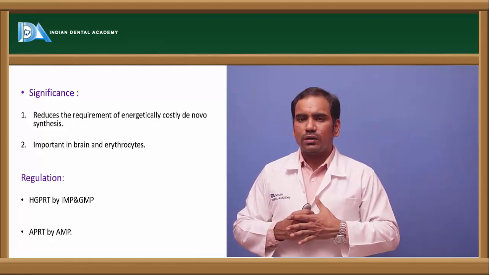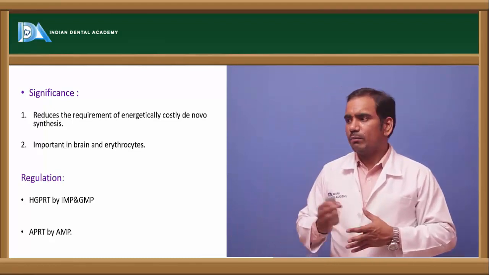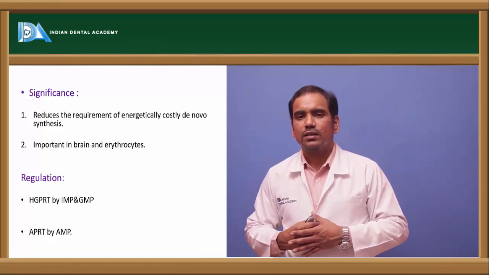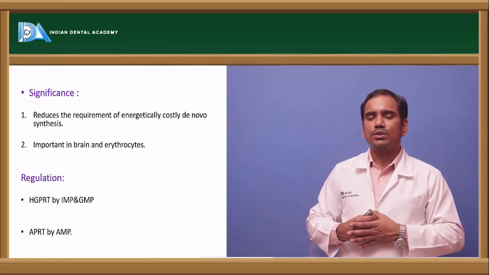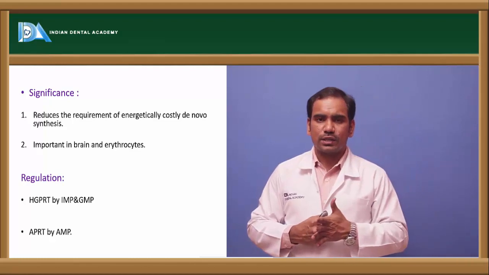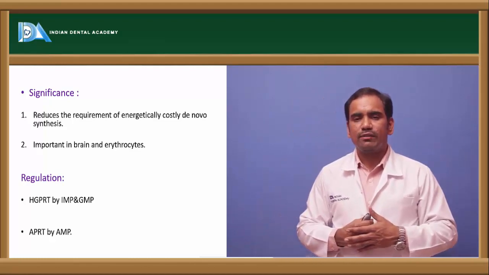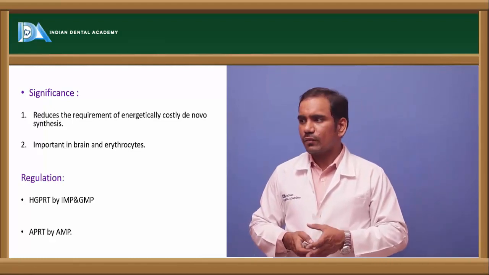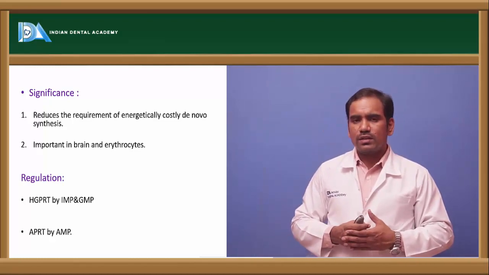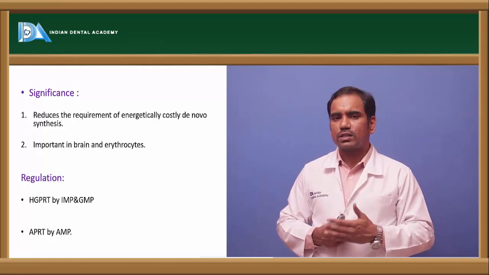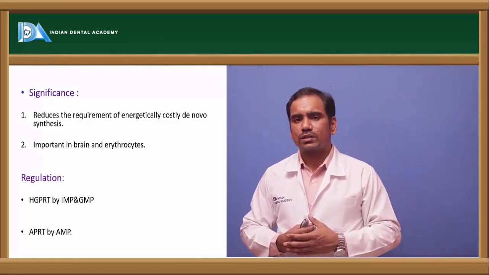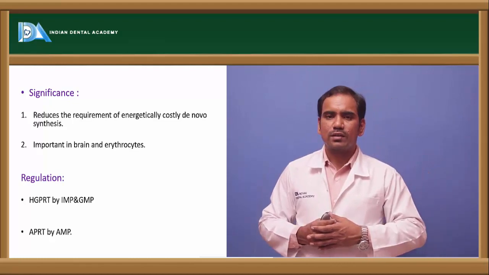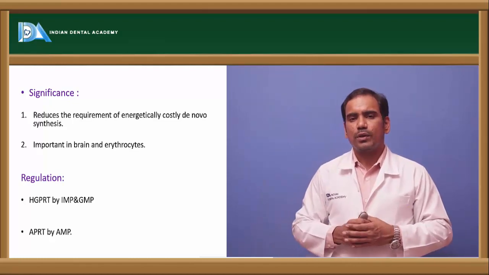This is most important in brain and erythrocytes, where de novo synthesis of purines cannot occur. That's why this is important in these two tissues, brain and erythrocytes. So this is about the significance of the purine salvage pathway: one is reducing the requirement of a costly process, and the most important tissues, brain and erythrocytes, can depend only on this particular process.